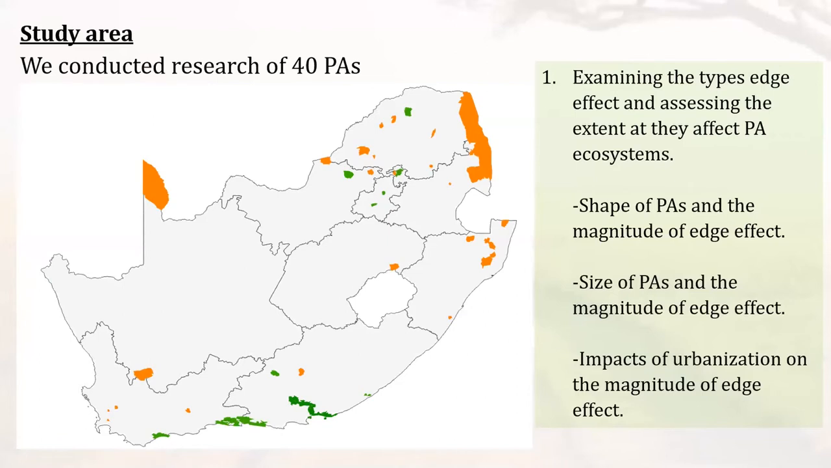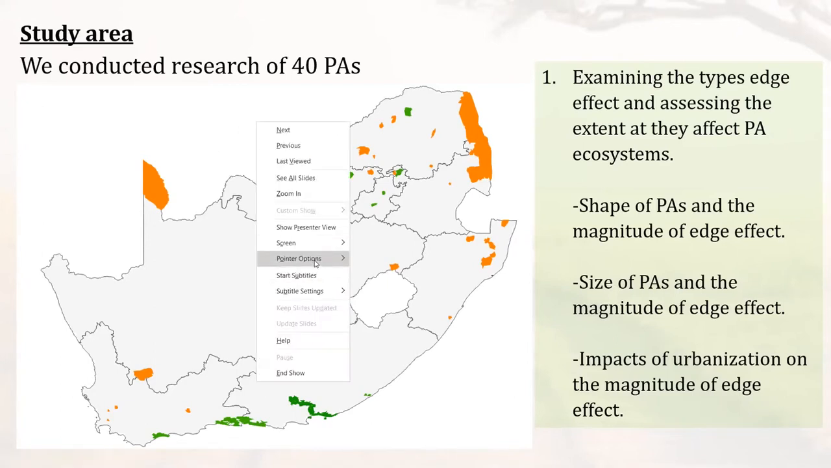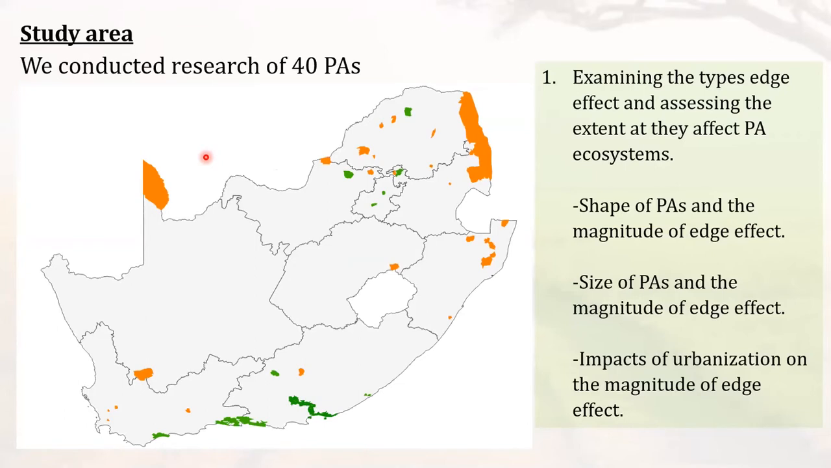When I was carrying out the research, I had two questions in mind, or two objectives. The first one was to examine the types of edge effect and then assess the extent to which they affect the protected area. I had things like the shape of the protected area in mind. Does the shape of the protected area affect how much of its area is going to be affected by the activities around it? I also looked at the size of the protected area: does the size affect how much of the area of that protected area is going to be affected? And I looked at urbanization, like cities and towns, and how much they contribute to the destruction of the ecosystems of the protected area.